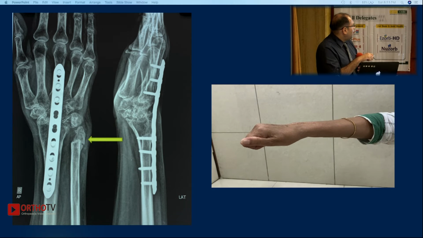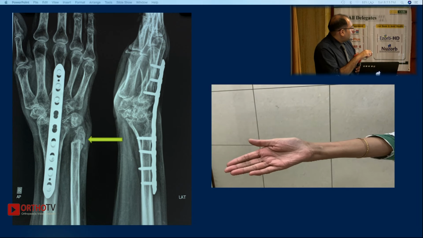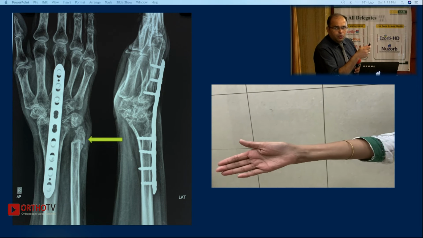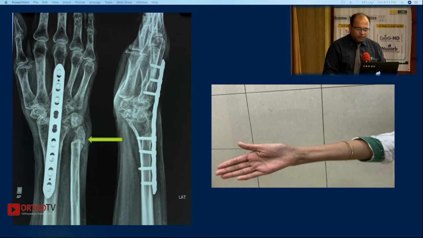Now this is the follow-up X-ray. I had done a distal ulna excision, but with due course of time, in 6 months, I don't know whether this is a calcification or an overgrowth of the ulna. Of course, she has no symptom because she has practically no movement at the wrist joint.